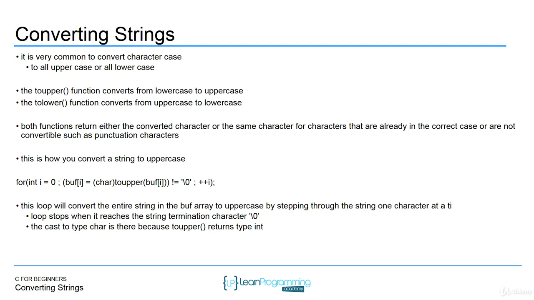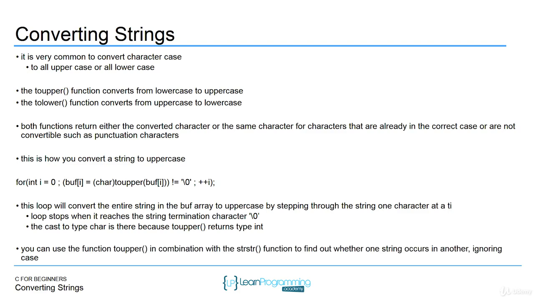This converts the entire string in a buffer array to uppercase by stepping through the string one character at a time. The loop stops when it reaches the string termination character, \0. The cast to the type char is there because toUpper returns type int, which is the ASCII value, and it just converts it. And you would do the same thing if you wanted to convert it to lowercase. Very simple to use the case conversion functions.